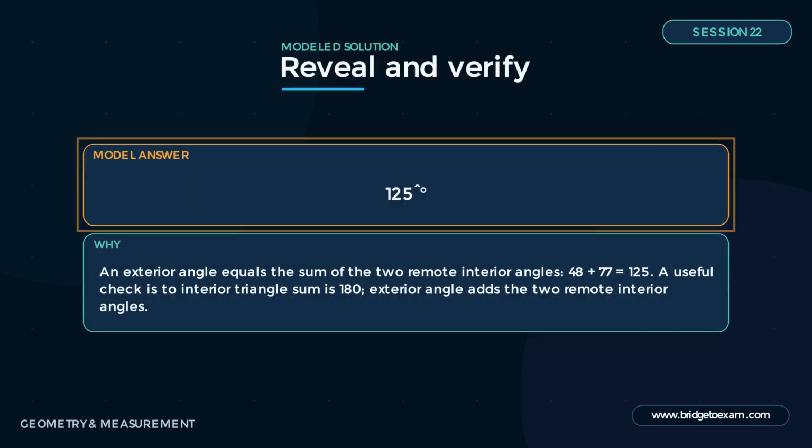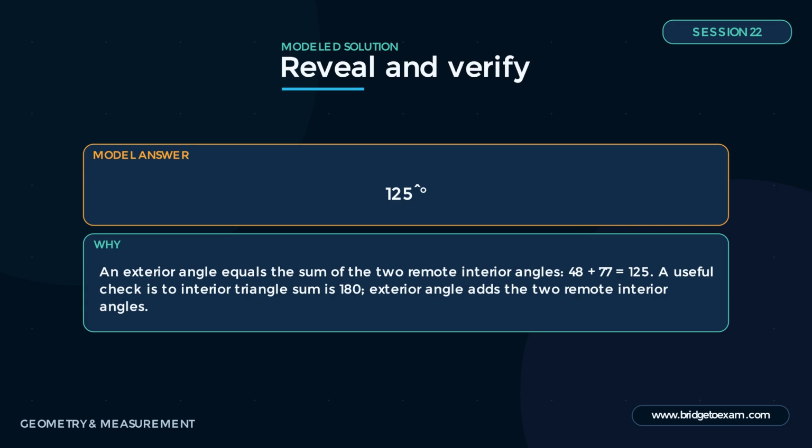The model answer is 125 degrees. An exterior angle equals the sum of the two remote interior angles. 48 plus 77 equals 125. A useful check is that the interior triangle sum is 180, and the exterior angle adds the two remote interior angles.